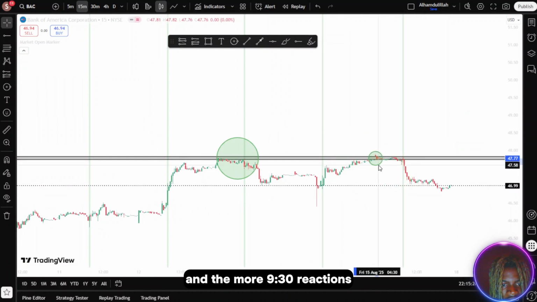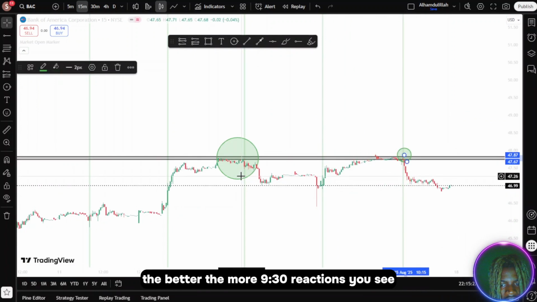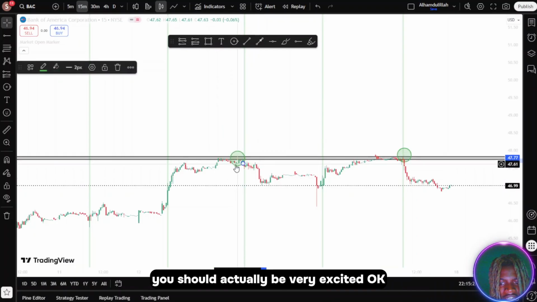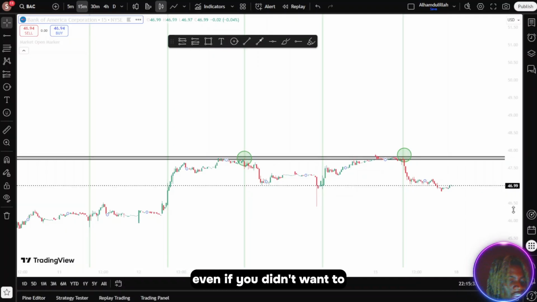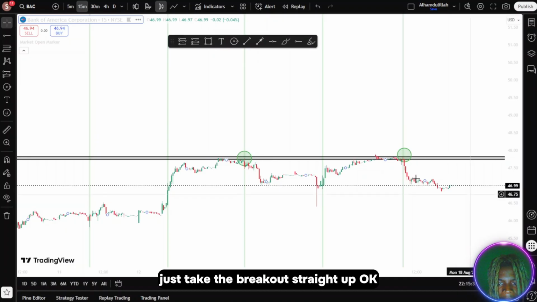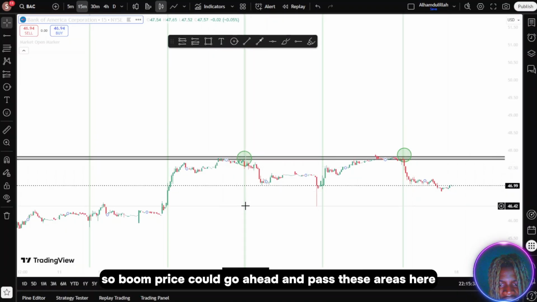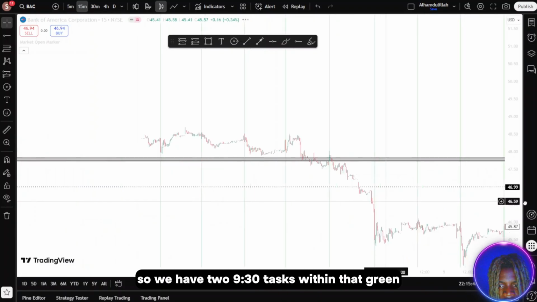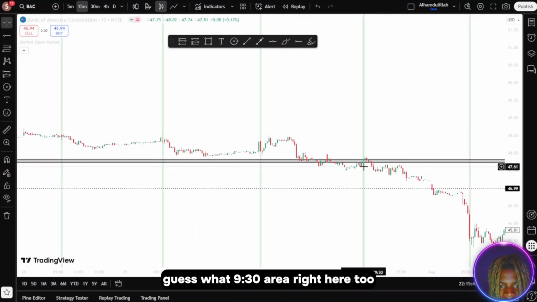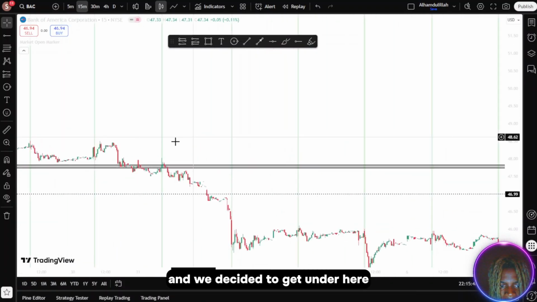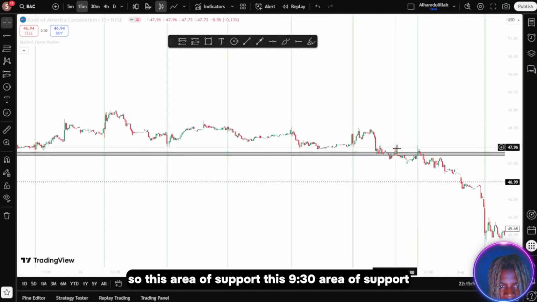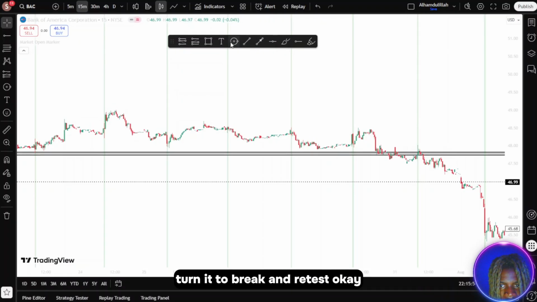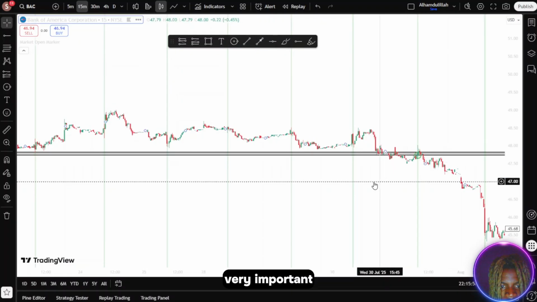The more 930 reactions that you see within an area, the better. The more 930 reactions you see, you should actually be very excited, because it's pretty much almost guaranteed that you make bread. And price has a very high chance to break and retest from these levels too, even if you didn't want to just take the breakout straight up. So boom, price could pass these areas here. We have two 930 tags within that green. There's a 930 area right here too, a little area of support. We got under here and we broke and retested here. So this 930 area of support turned into a break and retest, and it's very, very informing.